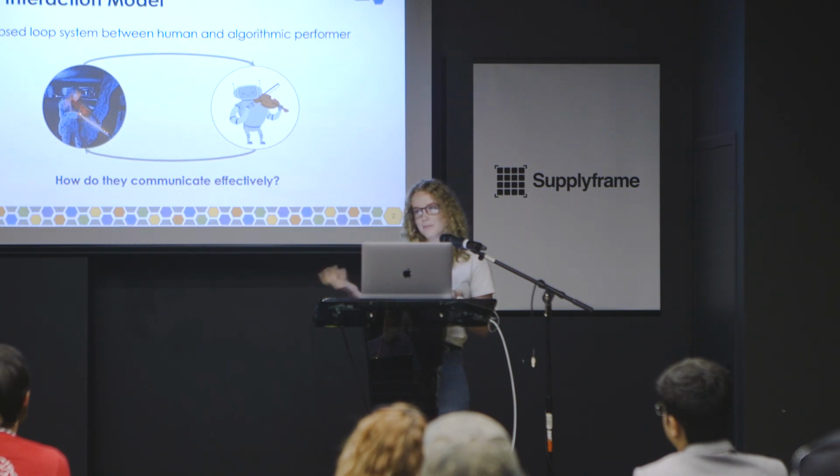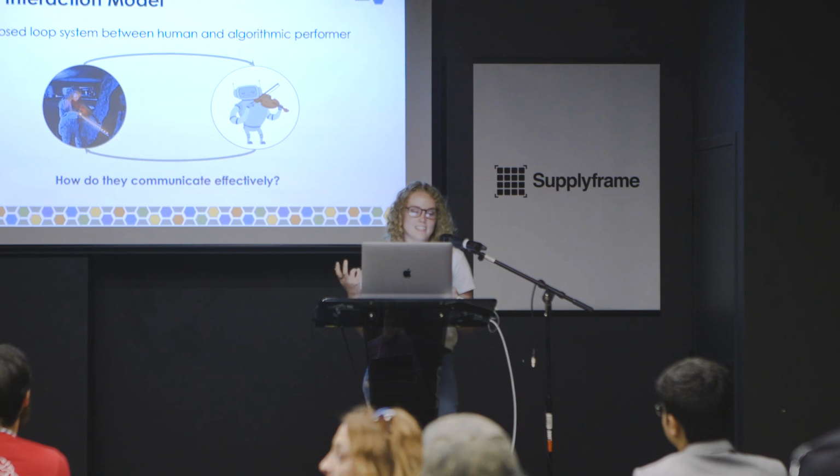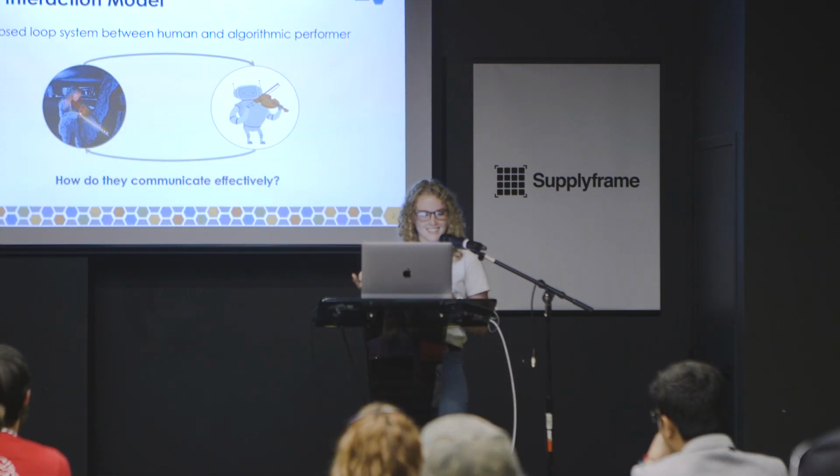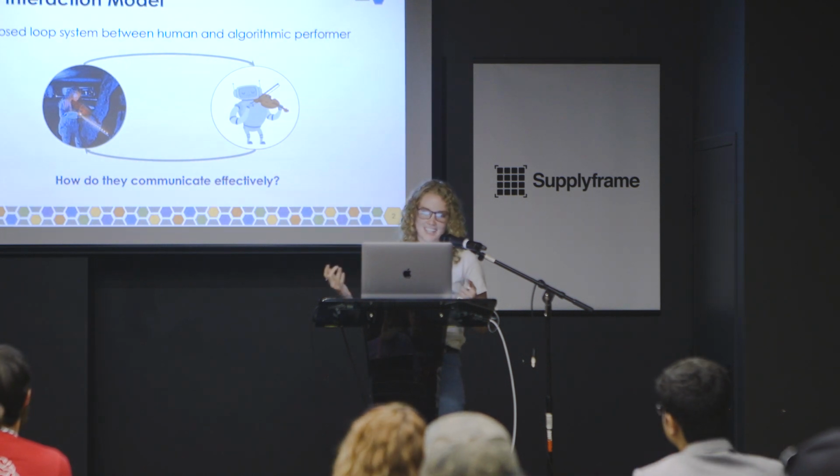It's common for human musicians to improvise with each other, so the idea here is to replace one of the humans with an algorithm. But the big question is, how do we get these two things to communicate effectively? Because clearly a musician and an algorithm are going to speak really different languages.